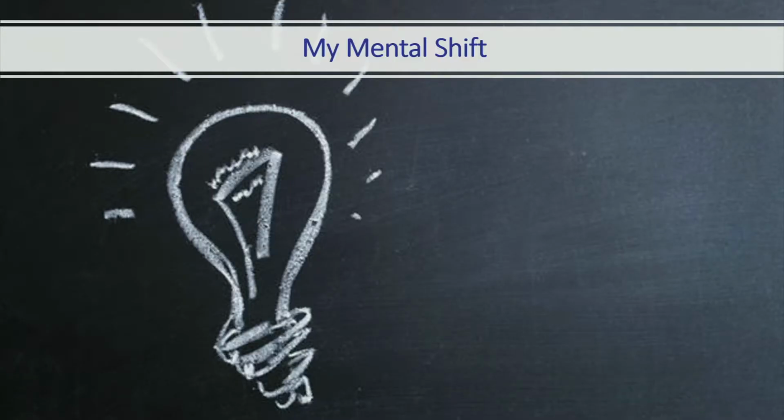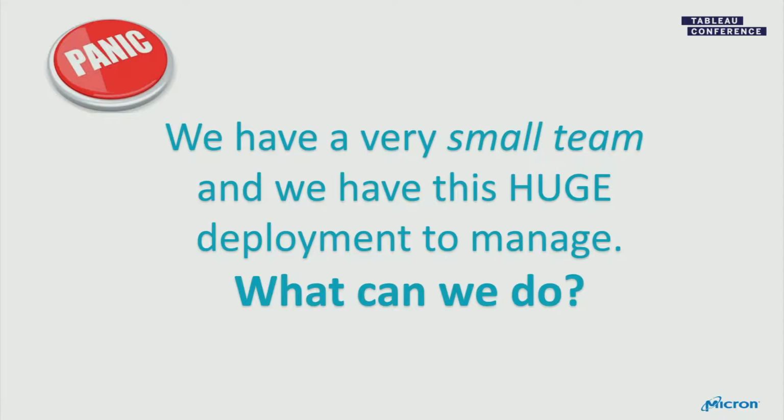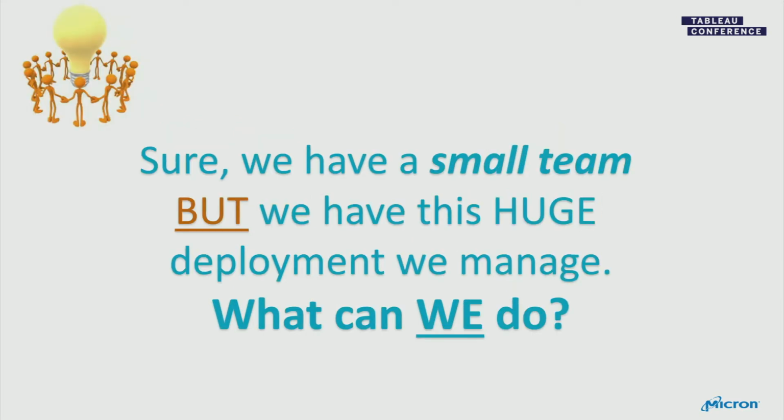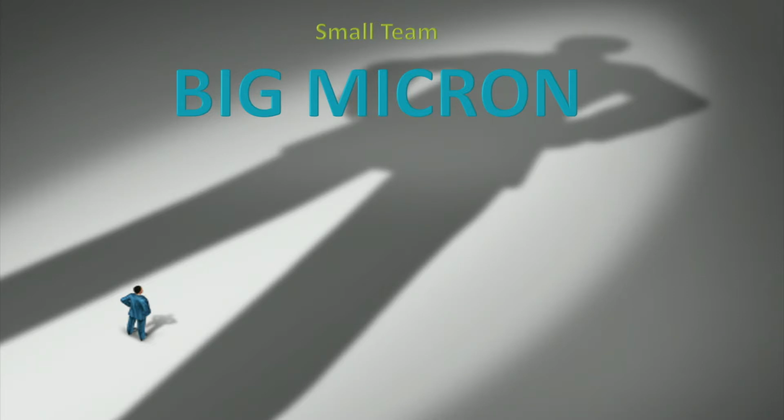All right, so working through all this, and I had a kind of a mental shift. I was expanding our center of excellence. So I started off like this, breathing in my paper bag, ready to fall over, saying, oh, we have this small team and a huge deployment. What can we do? You change one word, emphasize another, and your whole perspective changes. Let me show you what happened to me. I said, sure, we have a small team, but we have this huge deployment we manage. What can we do? In other words, small team, but big Micron, right?